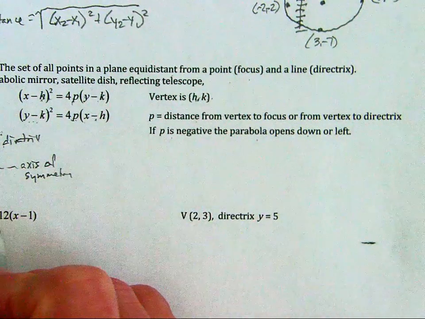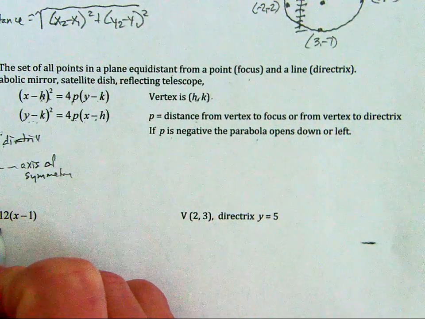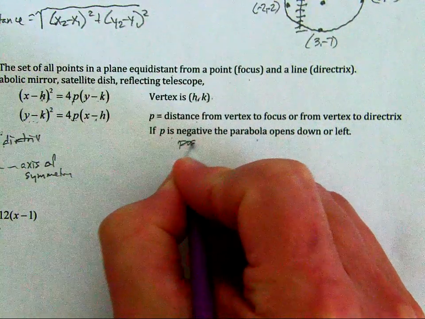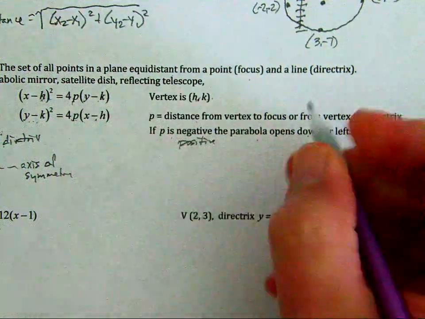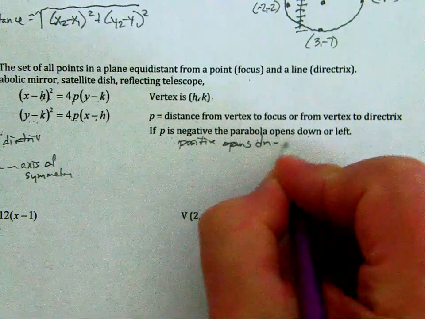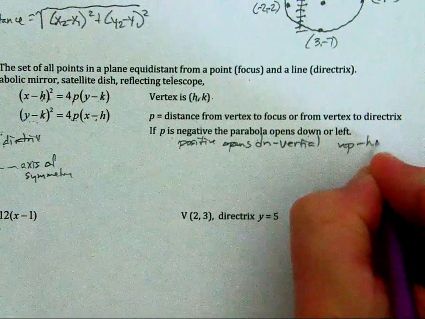So if we look at this equation here, I'll write this up here. I think this is on your sheet. If it's positive, it opens down if it's vertical, up if it's horizontal.